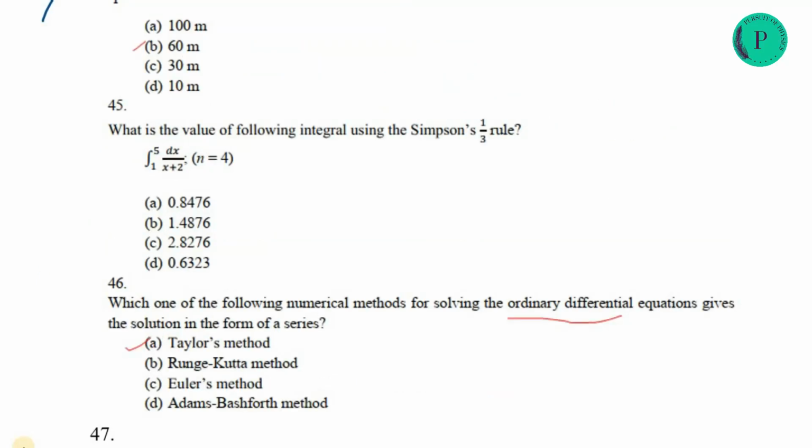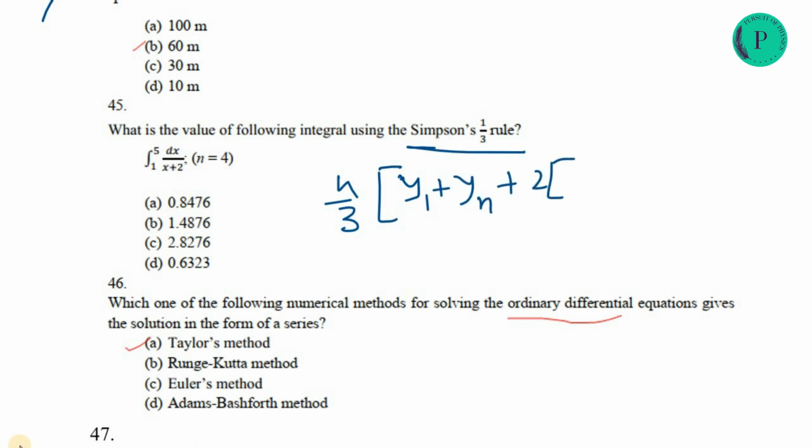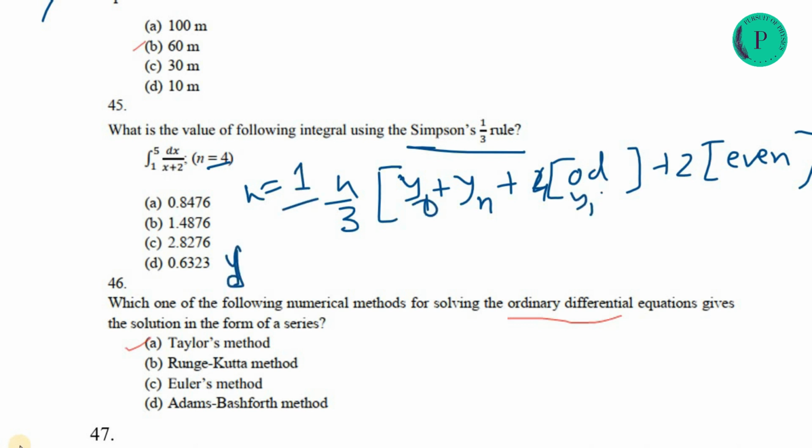The next question is about the value of the following integral using Simpson 1/3 rule. The Simpson 1/3 rule formula is h/3 times the first and last terms, plus 4 times the odd ones and 2 times the even ones. Here h is given, there are 4 steps from 1 to 5, so h is equal to 1, y0 is the first, the odd ones are y1 plus y3, and here n equals 4, so y4.